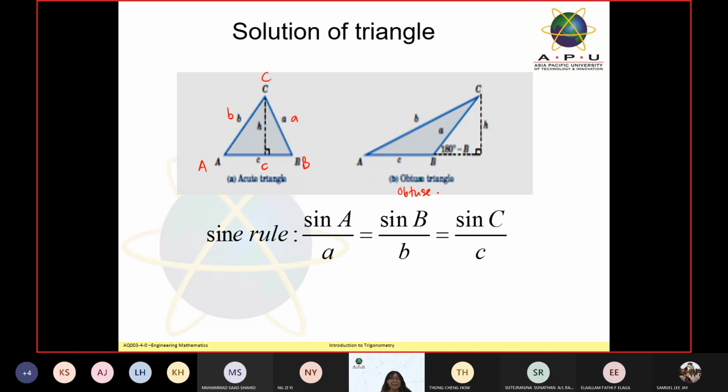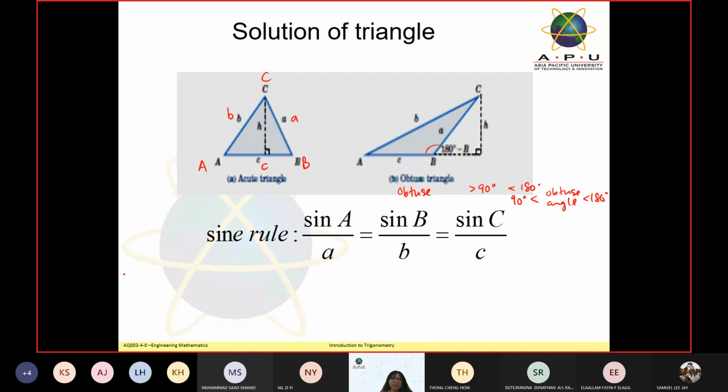If we just say more than 90, it's not so accurate. It's more than 90, less than 180. So an obtuse angle is an angle that is more than 90 and less than 180. Looking here, can you see this angle is already more than 90 degrees, but less than 180? So this is an obtuse triangle.